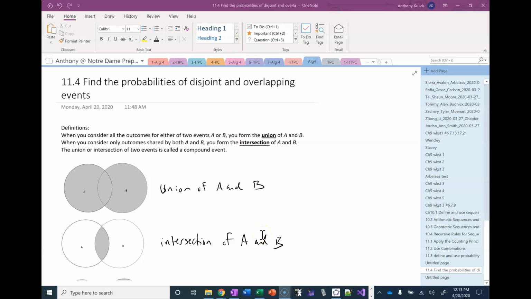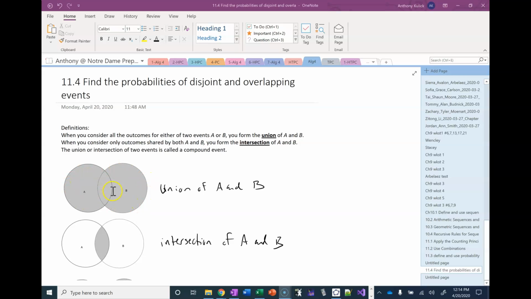Welcome back, students. In section 11.4, we're going to look at calculating probabilities of disjoint and overlapping events. So the first thing we need to discuss is some definitions. When you consider all the outcomes for either of two events, A or B, you form what is called the union of A and B. So the union of A and B is anything that lies in A or anything that lies in B.